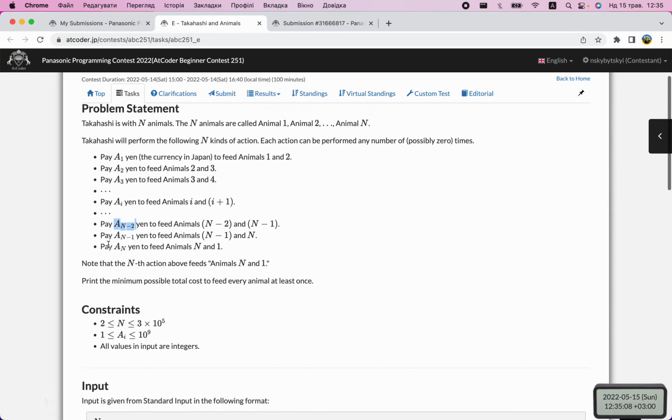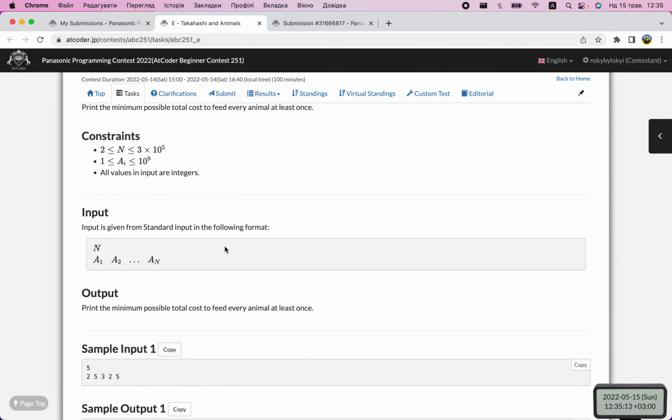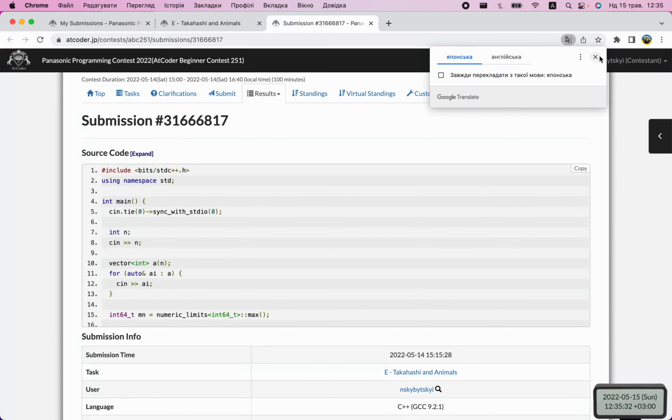But this is also cyclic, so you can feed first and last. If you cannot feed first and last, then it's very standard dynamic programming when you just assume, okay, I got to feed first somehow. Obviously, there is only one way to do it: feed first and second. And then you do dynamic programming that is least cost to feed the first i animals, right?